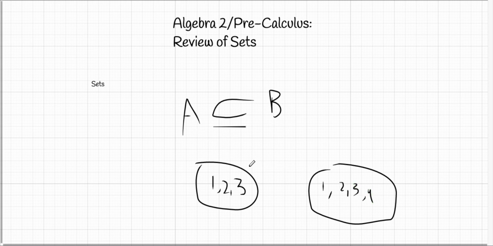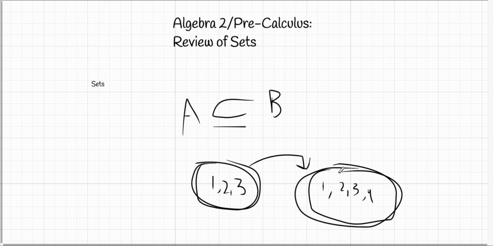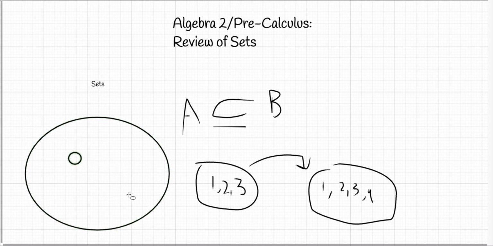A is a subset of B because 1, 2, 3 are all in B, meaning every element in this is an element in this. We can use Venn diagrams to represent this. A big circle represents B, and a smaller circle inside of that, completely inside of that, represents A, because a subset is basically something that's completely inside another.